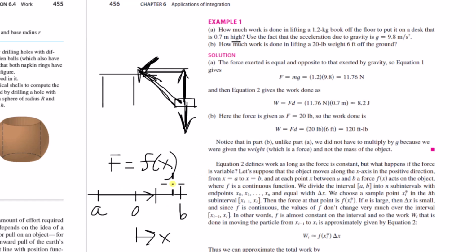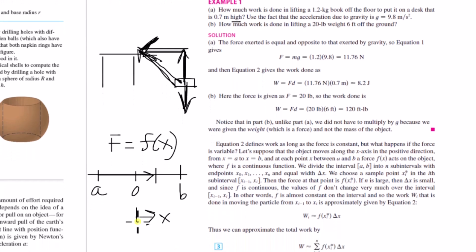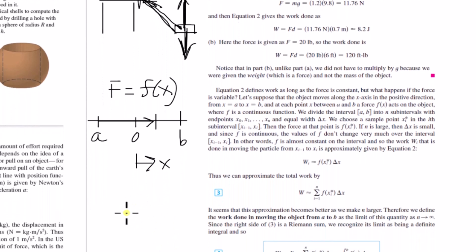Also notice that you can have negative work done. How would negative work be done? If the force direction and the position direction were different. So if the object was moved from here to here, but the force was in the opposite direction, then that would be negative work done. That would subtract from the total work done. Going from a to b, it's a net work done. Some is positive work, but there could be some negative work that subtracts from that.